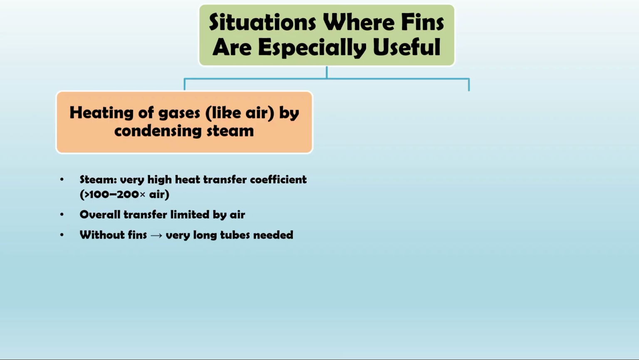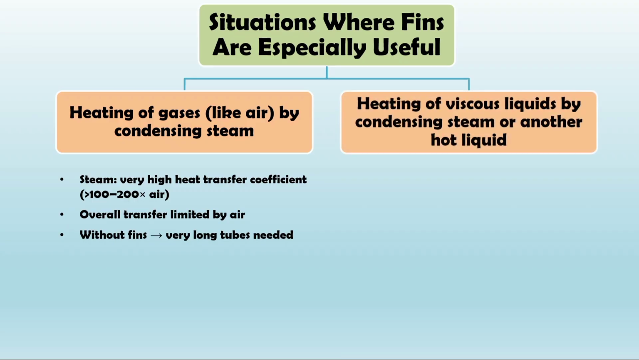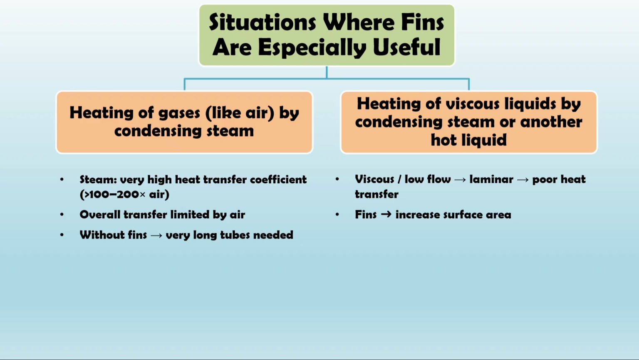Then the second situation is heating of viscous liquids, by condensing steam or another hot liquid. In this case, viscous liquids or fluids flowing at low rates generally exhibit laminar flow, leading to poor heat transfer. That's why fins are used, which help to increase surface area, which compensates for low heat transfer.